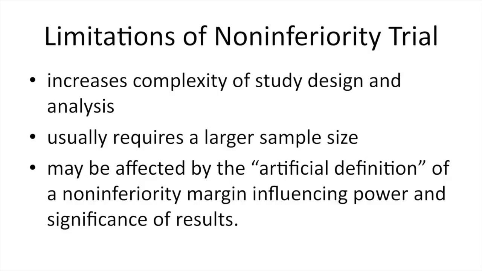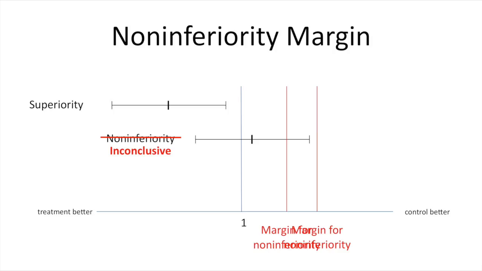It usually requires a larger sample size, and it may be affected by the artificial definition of a non-inferiority margin influencing power and significance of results. There are a lot of guidelines on how you should define this margin of non-inferiority. Here we see how this works.